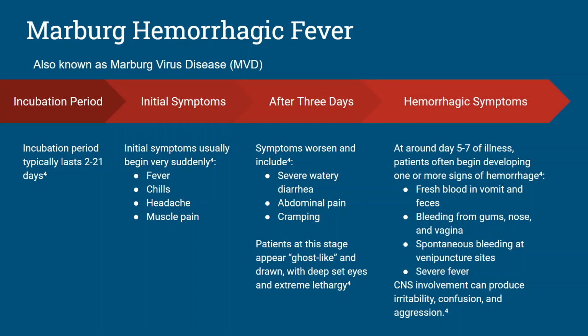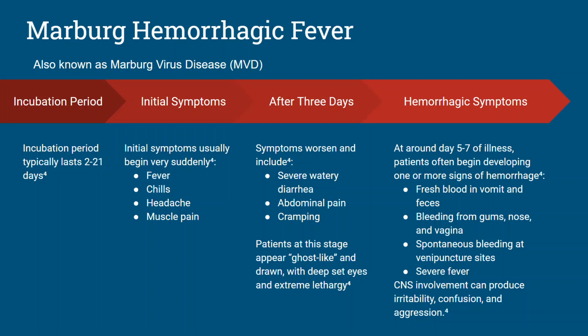After 5 to 7 days, those hemorrhagic symptoms set in. So you'll notice some fresh blood in vomit and feces of a patient. They'll start bleeding from the gums, from the nose, even from the vagina. And you'll notice spontaneous bleeding at venipuncture sites as well, which makes it a real challenge to provide supportive care for these patients. Because if you're trying to administer medications, if you're trying to administer fluids, and trying to do a venipuncture for an IV, they'll spontaneously bleed from those sites. And so that's another source of bleeding that you need to control as a clinician.